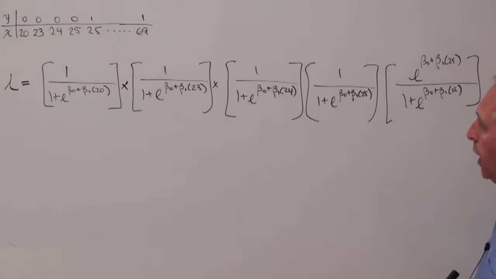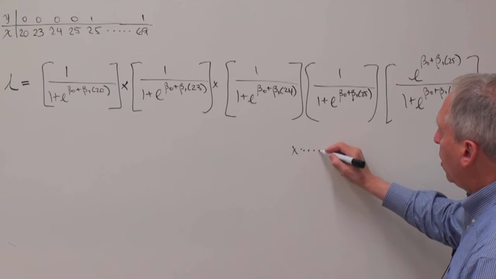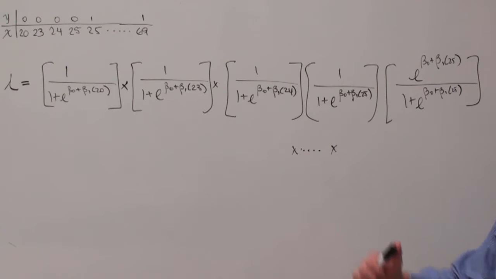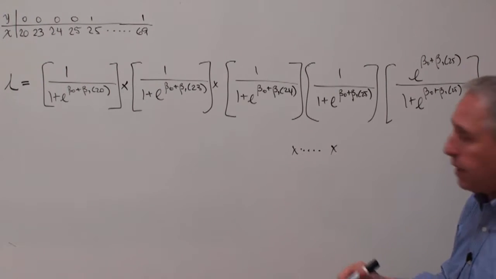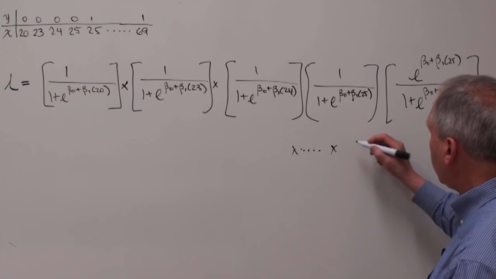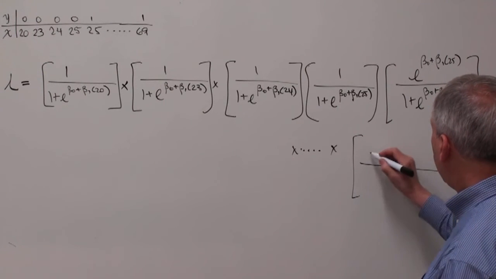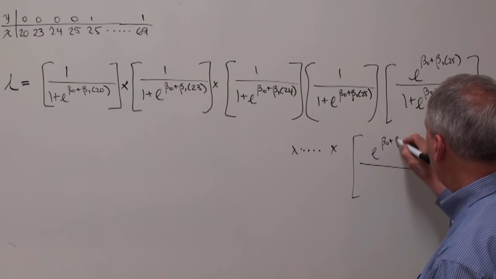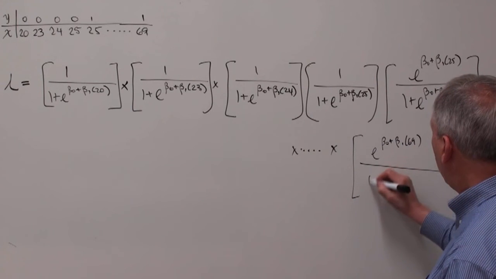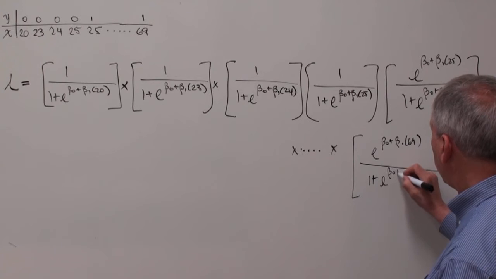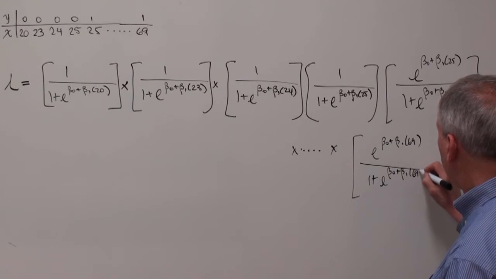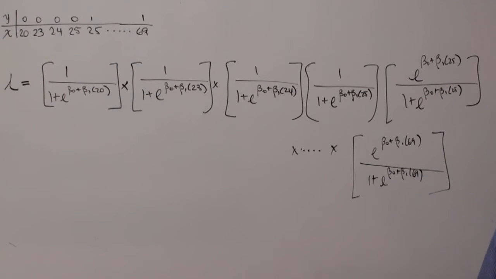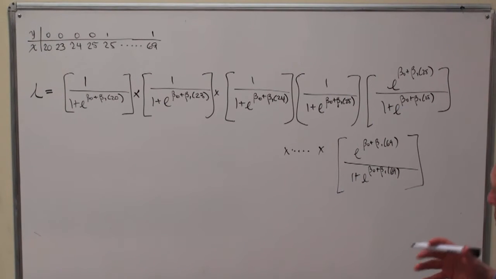All right? And now this continues, another 95 times. And finally, you come to the last person in the data set, who's a 69-year-old who does have CHD. So that's just e to the beta naught plus beta 1 times 69 over 1 plus e to the beta naught plus beta 1 times 69. That's it. I've just written down the likelihood function. Okay? And again, the same rules that I talked about before apply here.